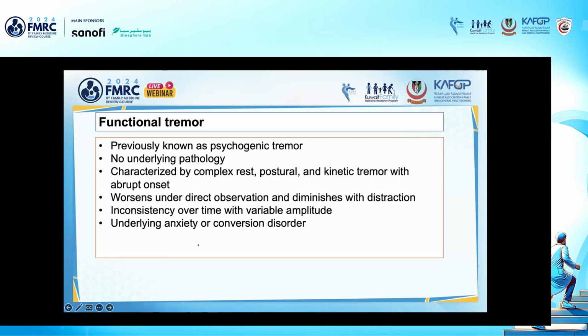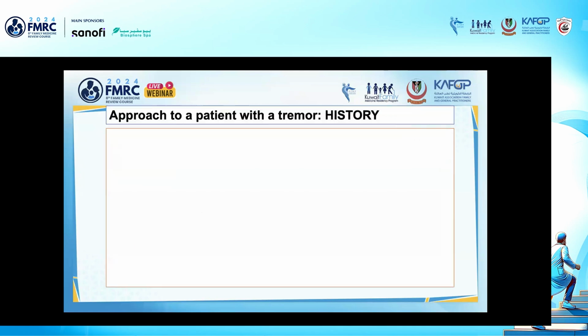So it doesn't mean that the patient is faking the tremor. He's not faking it. It's real, and he's not aware that he has an underlying anxiety disorder. That's why you have to detect that and accordingly treat the underlying psychological disorder.